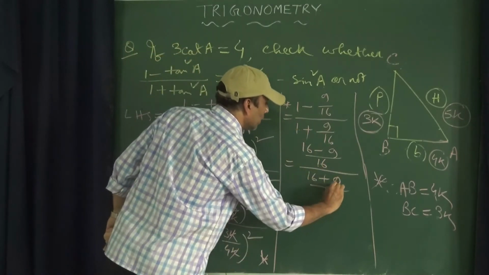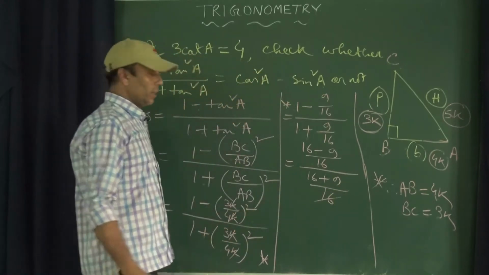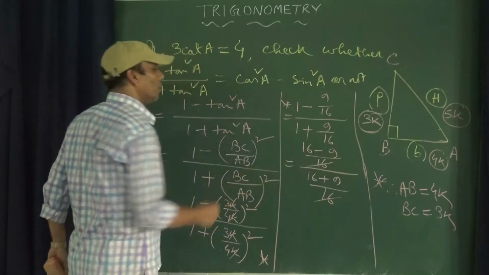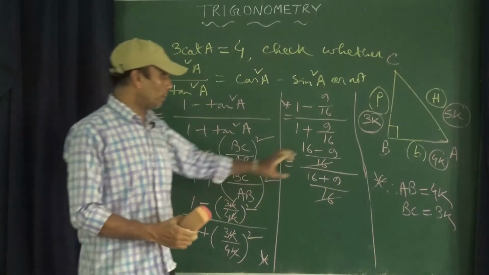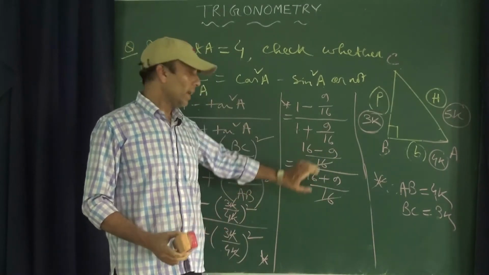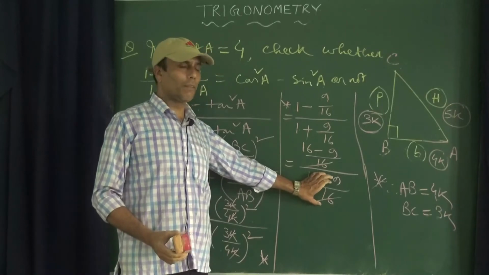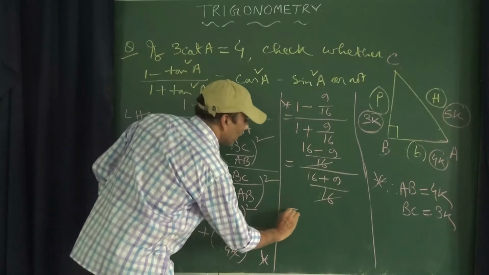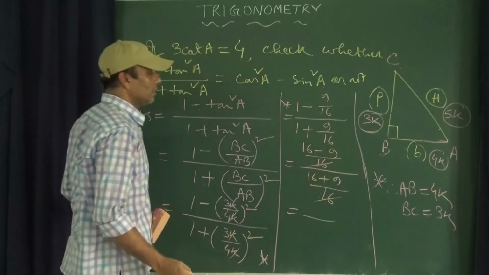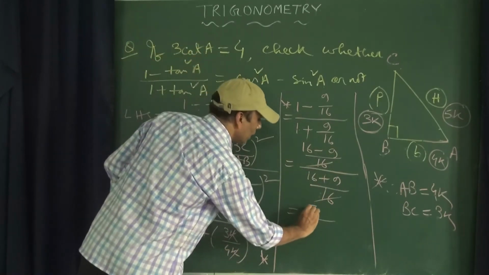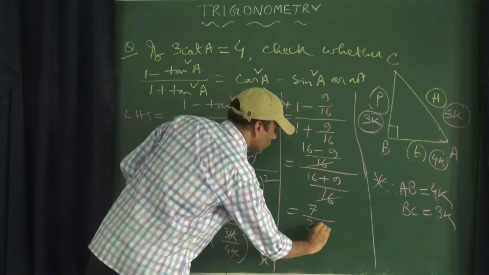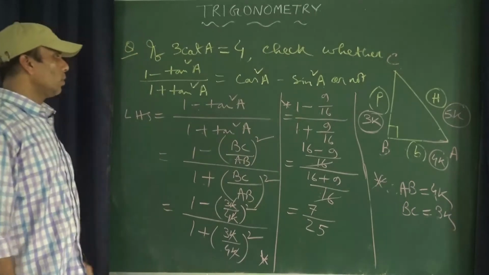Now this 16 is the denominator of the denominator, and this 16 is the denominator of the numerator. That means there are two sub-denominators, in the numerator there is one and in the denominator there is another. So these same two denominators are cancelled. Now we are left with 16 minus 9, that will give us 7, and 16 plus 9, that will give us 25. So altogether we have got 7 by 25.